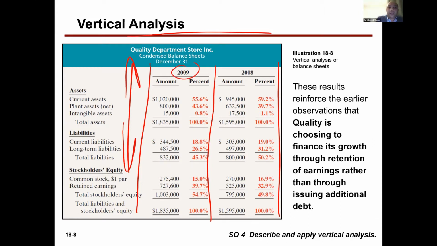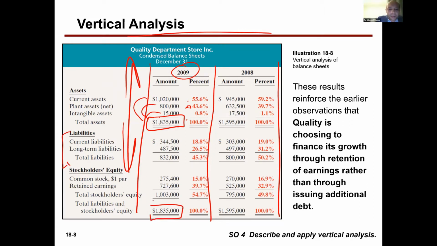In 2009, in the balance sheet, here is the total assets. You divide each number by the total assets. So the current assets is not 1.1 million, it is 55.6% of the total assets. Plant assets is 43.6%. And what about liabilities and equity?